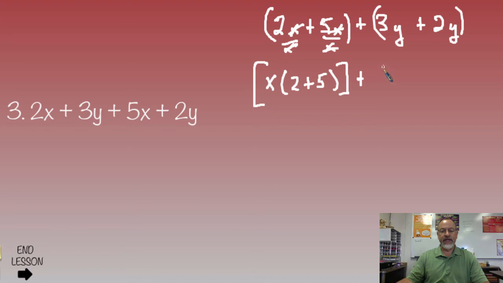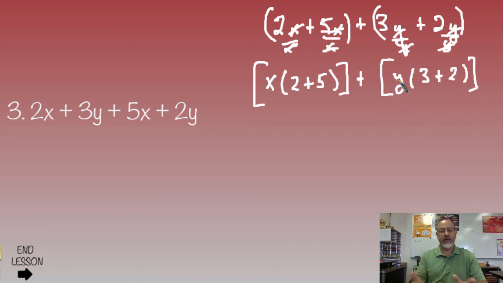And then I'm going to do the same thing over here. Here my common factor is y. So I'm going to factor out the y. So I'm going to divide this by y. Y divided by y is 1, and 1 times 3 is 3. Y divided by y here is 1 again, and 2 times 1 is 2. And so I've distributed in reverse my common factor.